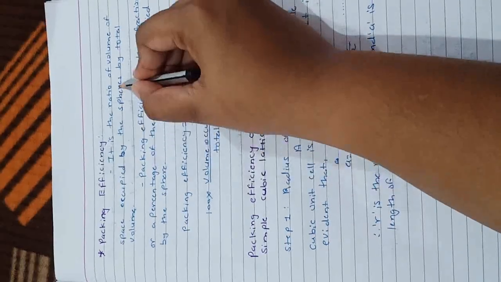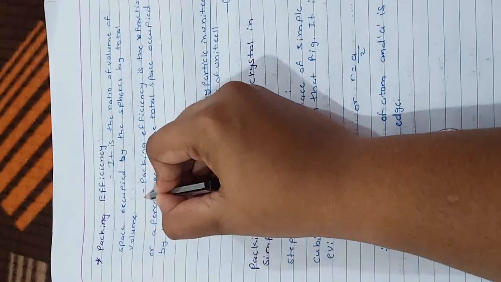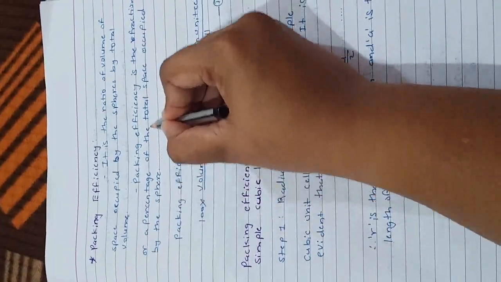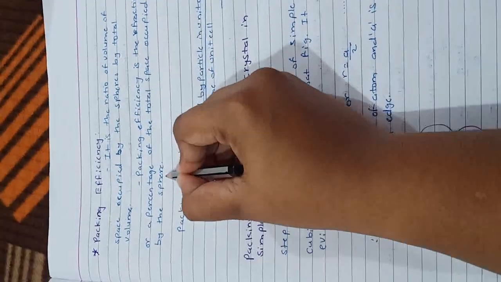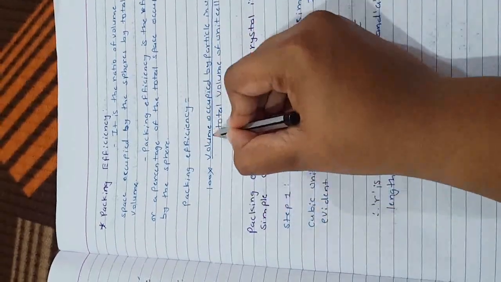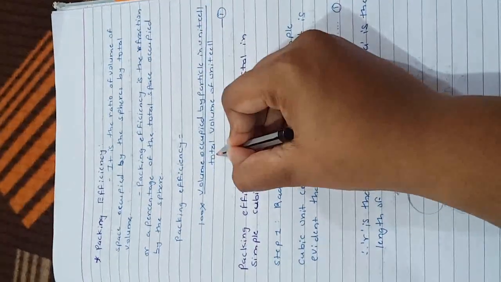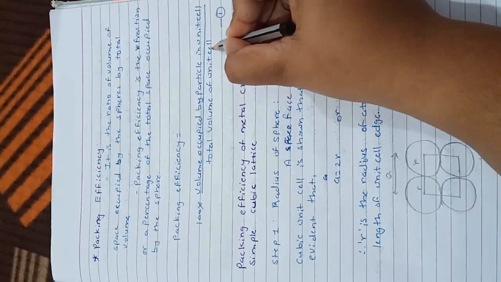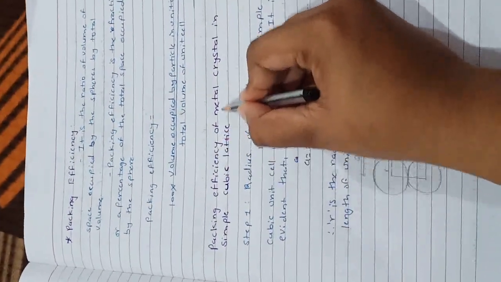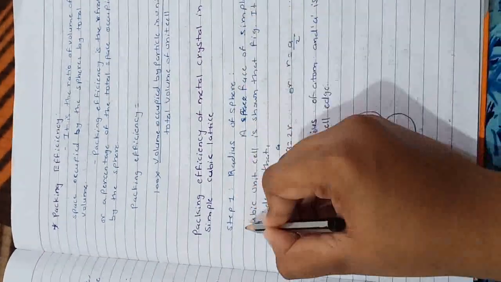Next point, packing efficiency. It is the ratio of the volume of space occupied by spheres to the total volume. Packing efficiency is the fraction or percentage of the total space occupied by spheres. Packing efficiency equals volume occupied by particles in the unit cell divided by total volume of the unit cell, into 100. Equation 1. Packing efficiency of a metal crystal in a simple cubic lattice.